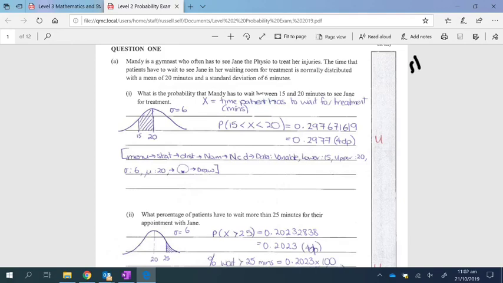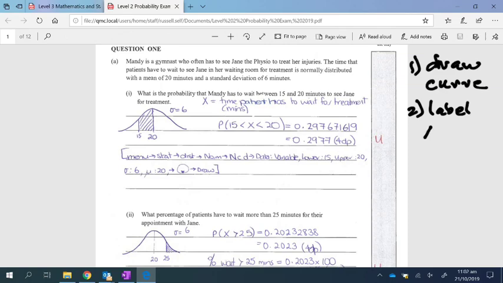Your first step is to draw your curve. Always start by drawing your curve. All right. Second step.